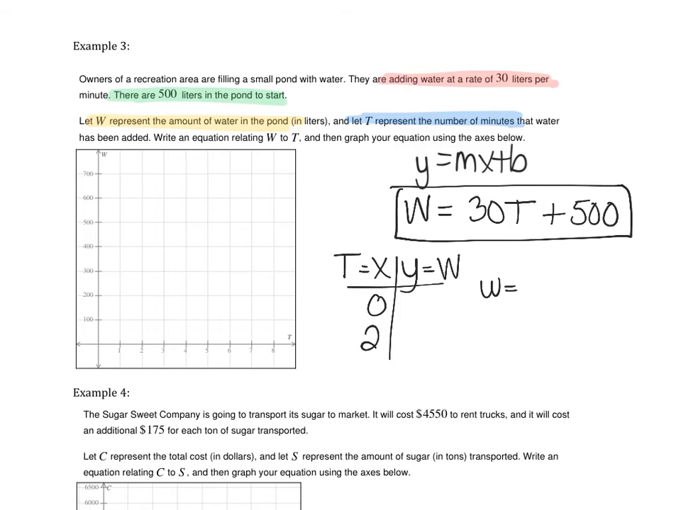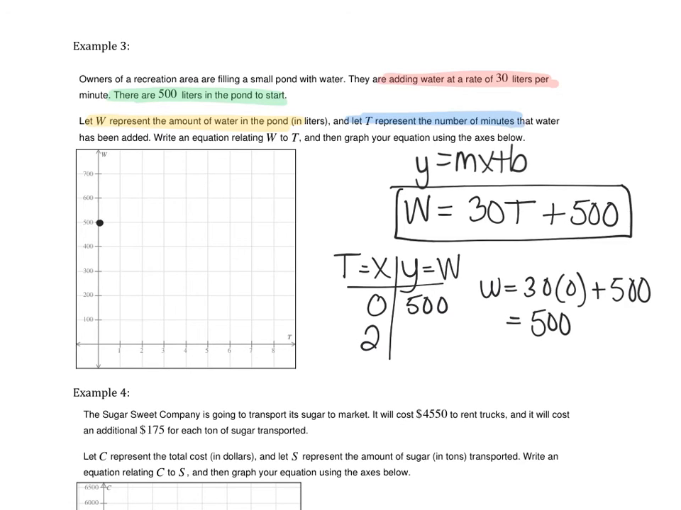So I have W equals 30 times 0 plus 500. So 30 times 0 is just 0, so my answer there is 500. So my first point that I'm going to plot is 0, 500. So on my graph, I'm going to go 0, 500, and I'm going to plot a dot there, okay?